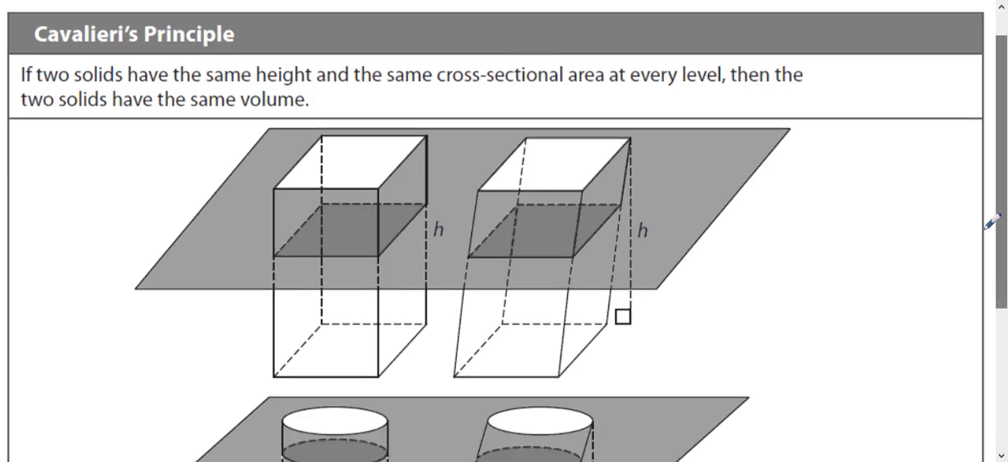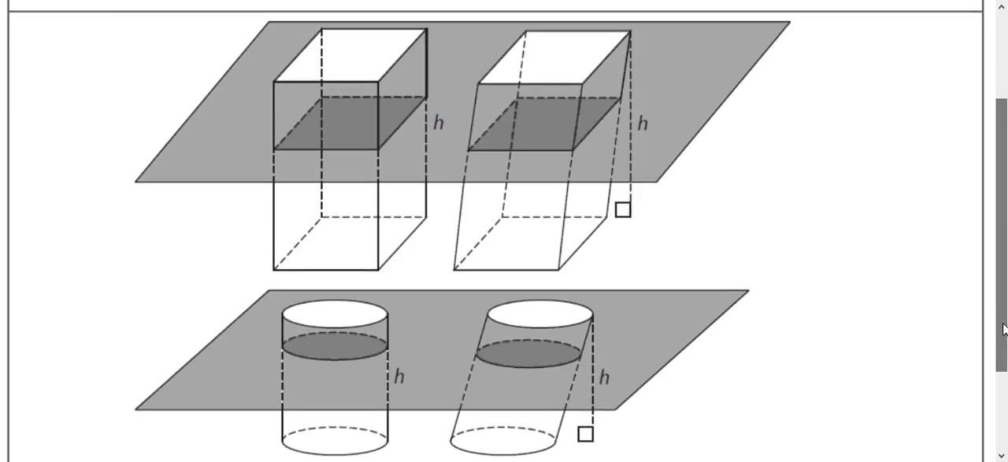But we have Cavalieri's principle, which states that if the heights are the same and the cross sections are the same, they have the same volume. So really what that means is for those oblique prisms and cylinders, if the cross sections are all the same, so if the bases are the same and it's the same throughout, and the height is the same, they've got the same volume. So it's still area of the base times height, even if it's a slanted oblique prism or cylinder.